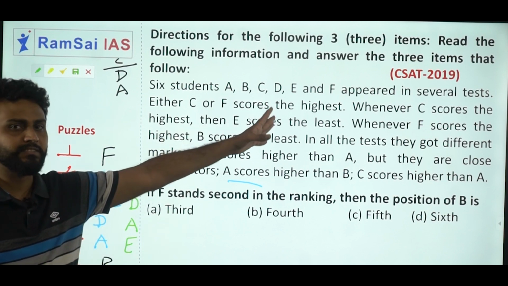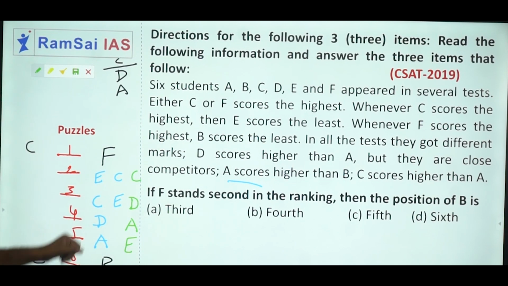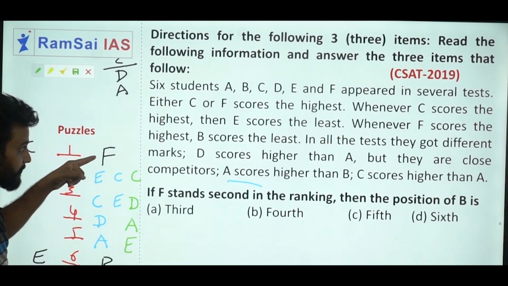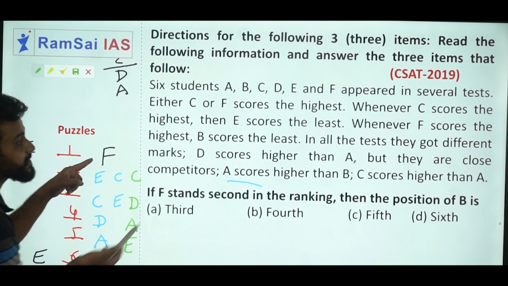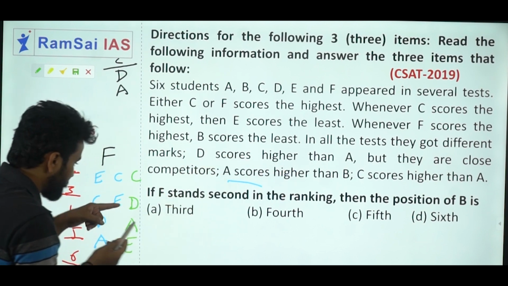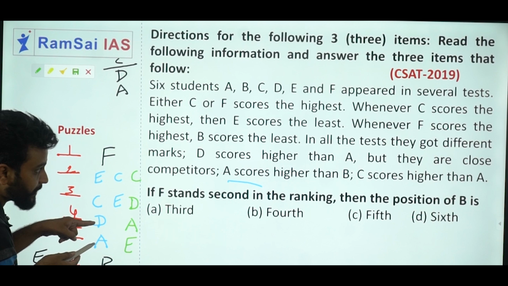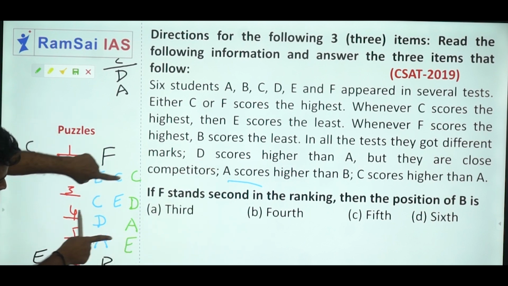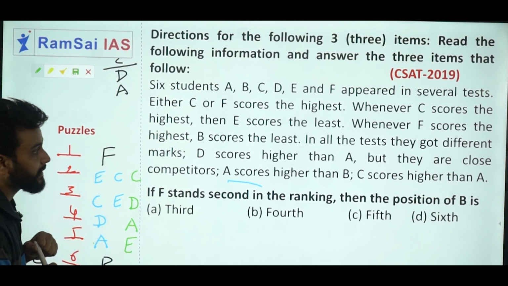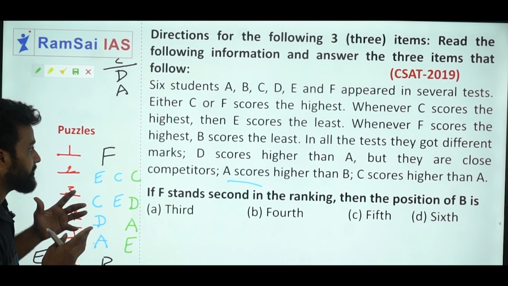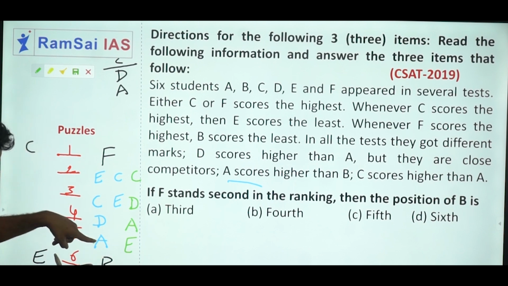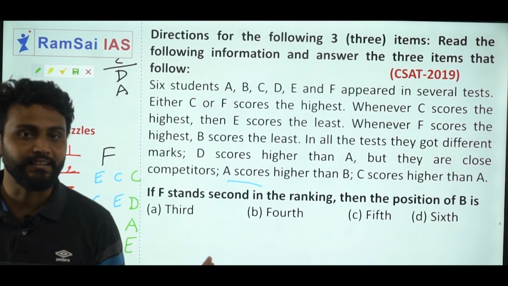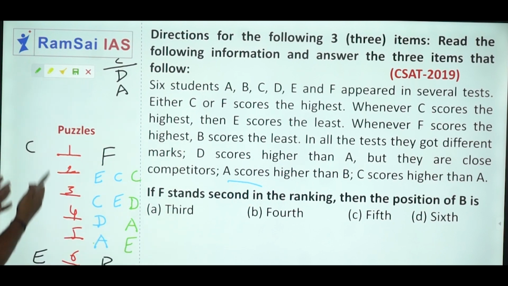Let me check whether I am satisfying all the given conditions or not. If F is the highest one, B is the least one. Perfect. D scores higher than A and they are close competitors. Yes, they are side by side in the 2 cases. C scores higher than A. Yes. Perfect. And A scores higher than B. Right. So, in this scenario, we satisfied all the conditions. Chalo. Now, let me go with this scenario.